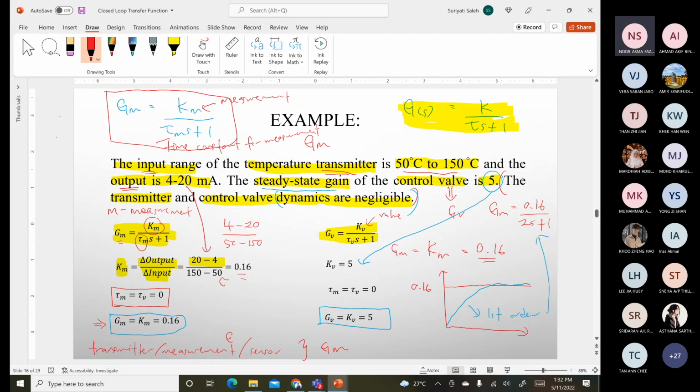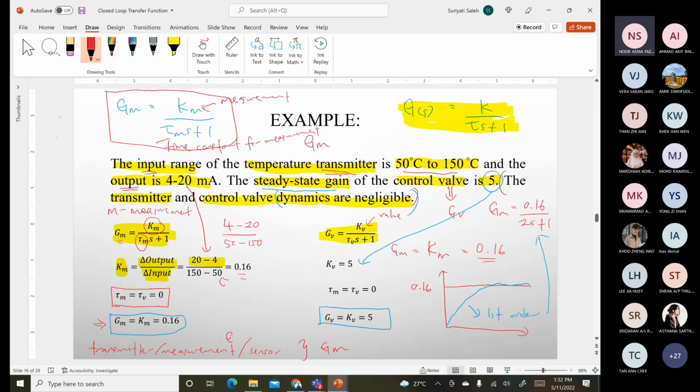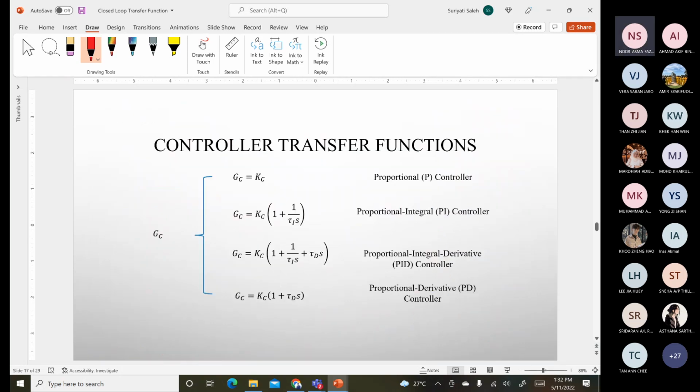So here, based on these two slides, this is how to get the GP, the GD, and this one is the GM and the GV. So lastly is the controller transfer function. The controller transfer function is different. Here the GC, C stands for the controller. We have different types of controller that can be used to maintain the process at the desired set point. And this is the standard transfer function. That means you just use it.